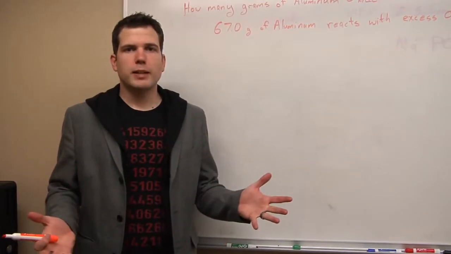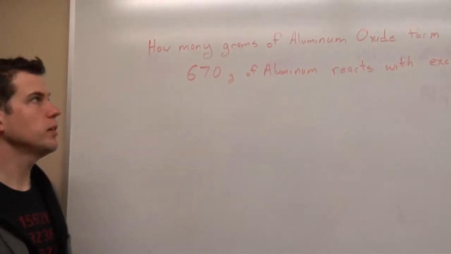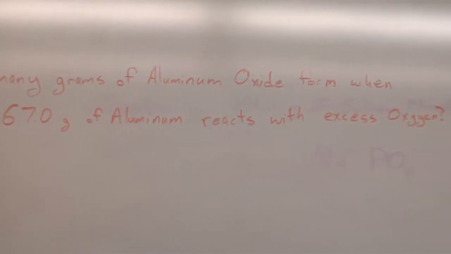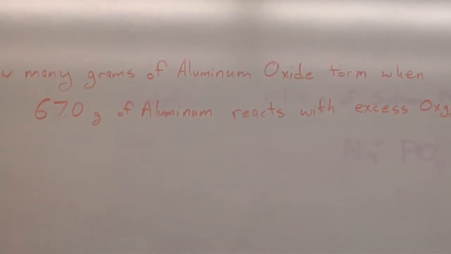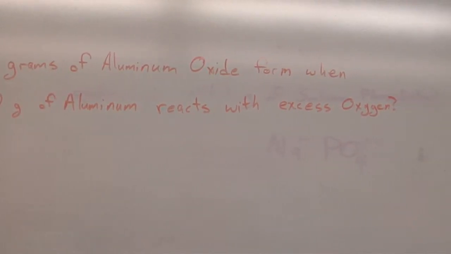And now, time for a sample problem. As it reads, how many grams of aluminum oxide form when 67.0 grams of aluminum reacts with excess oxygen?